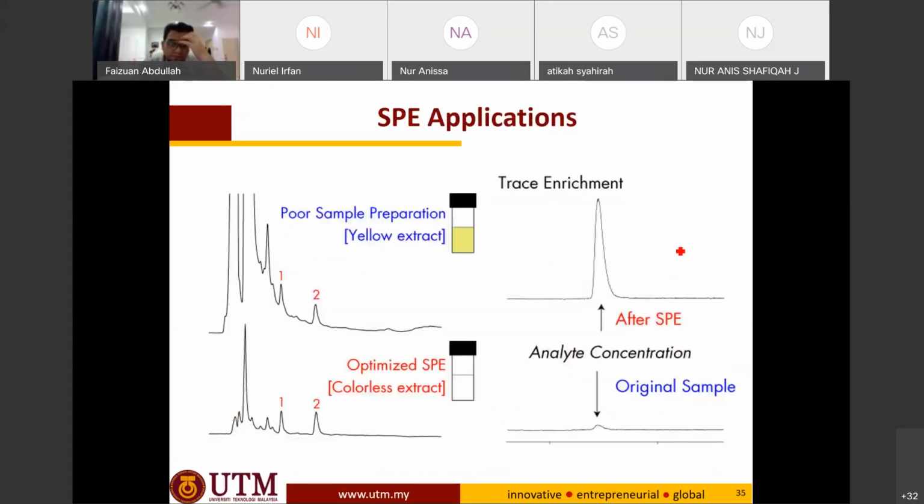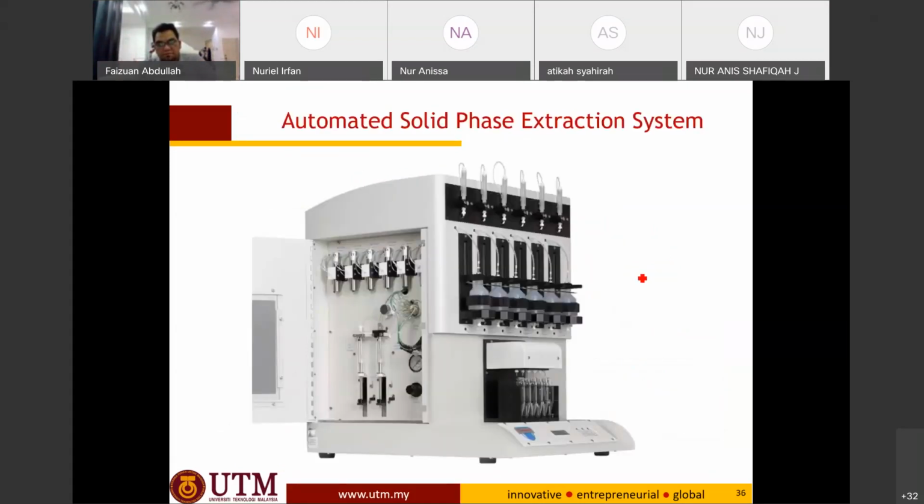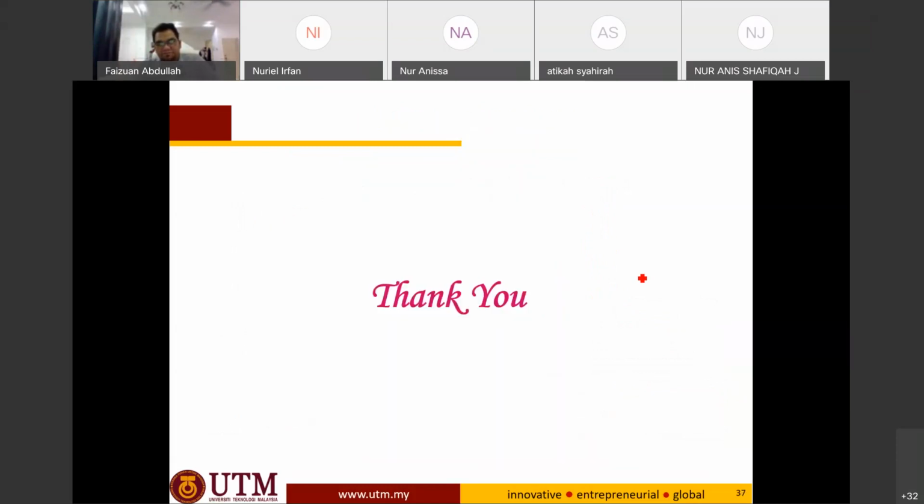And the applications. For example, with poor sample preparation we have a yellow extract. After we use SPE, we have a colorless extract. Compared with the original sample before using SPE, after we use SPE we have a trace enrichment. We also have an automated solid phase extraction system. That's all for the sample preparation for the organic analytes.